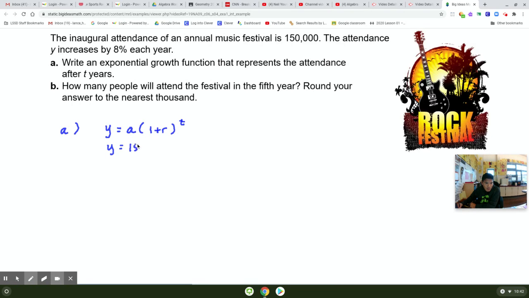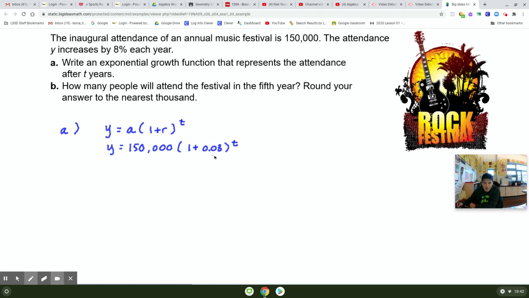I could start plugging that number into my equation. 150,000 times a quantity 1 plus r to the t power. It says the attendance increases 8% each year. So r as a percent is 8, but then when you plug it into the equation or formula, you want to change that to a decimal. So it's 1 plus 8% as a decimal. Move the decimal place 2 places to the left, so it would be 0.08, and then raise to the t power.